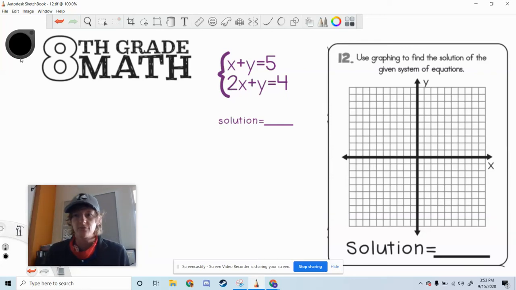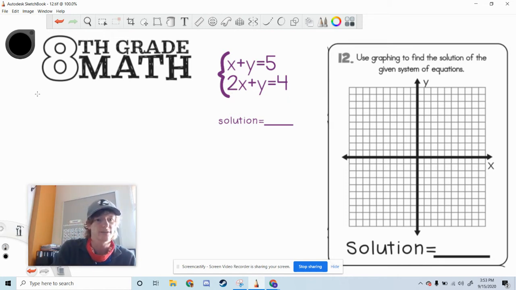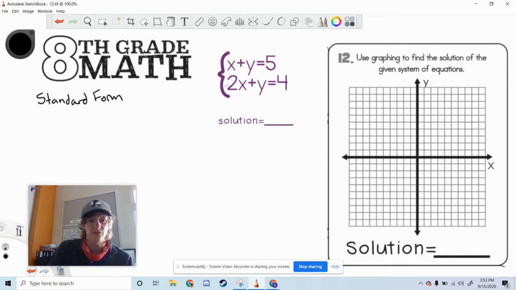Number 12, use graphing to find the solution of the given system of equations. So we have two lines here. Neither one is in slope-intercept form. These are actually in what is called standard form. They are two lines, and I'm going to show you a shortcut. Actually, I prefer this over slope-intercept form, and I'll show you in a minute why.